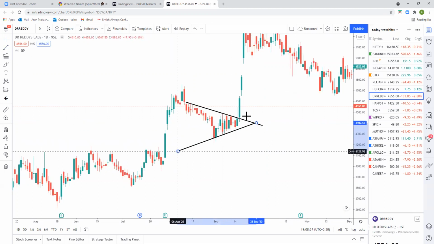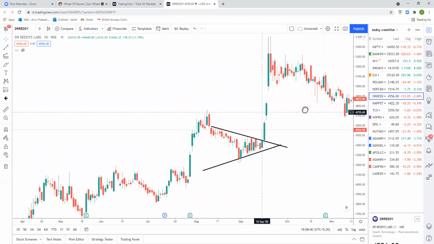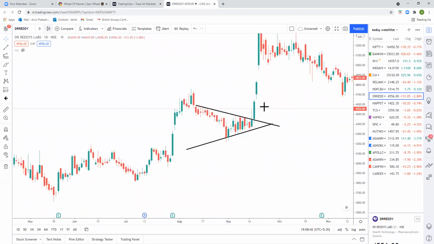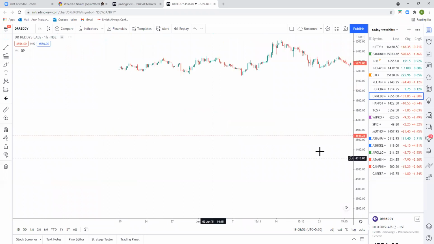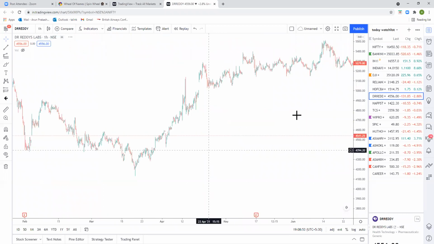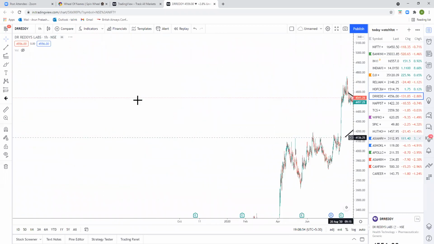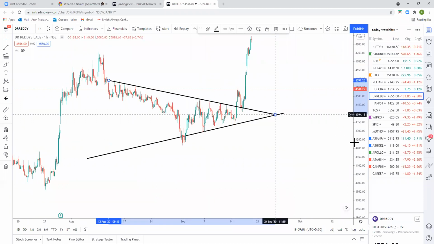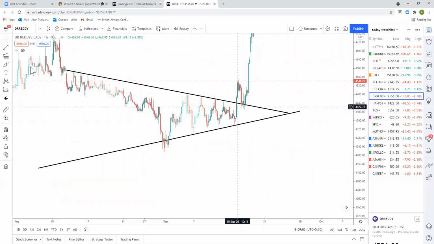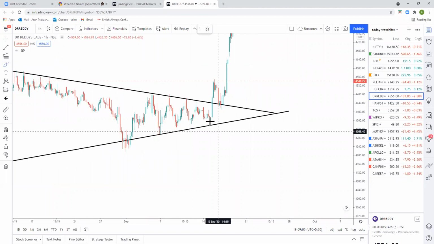So this is by far the best trade I have done so far. Okay, so during September 14 or 15, this was the pattern I traded. Now my entry was here, right at the support. Okay, my stop loss was here.